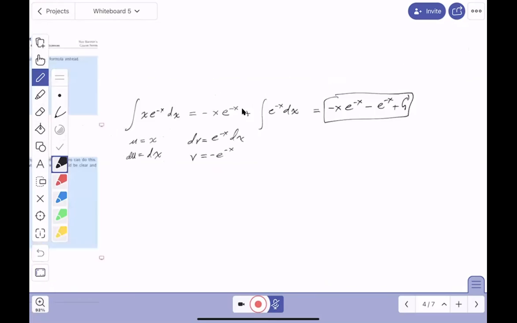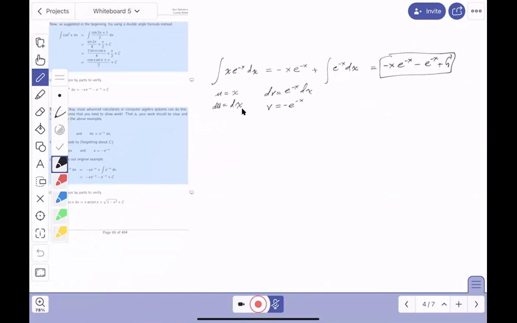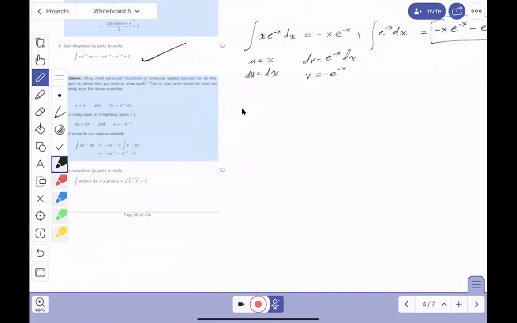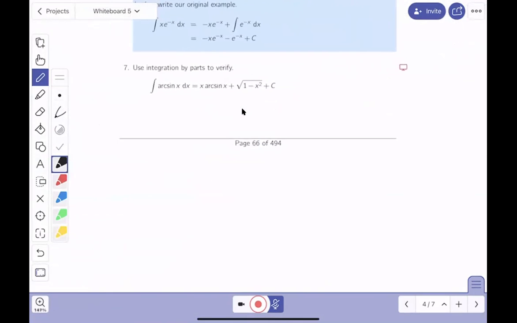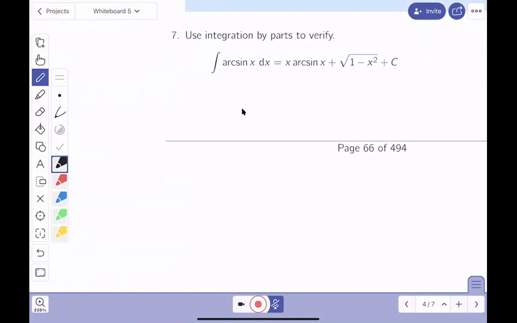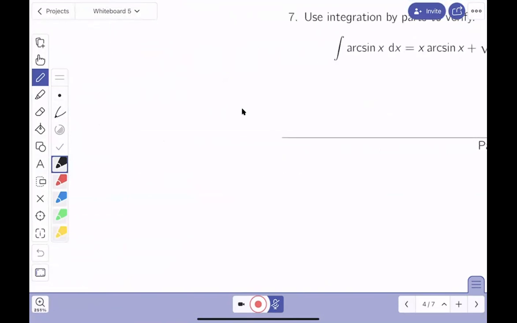Let's see if we did what it said to do. Did we verify what they want me to do? Well, minus x e to the minus x. Well, we did a good job. All right. Let's go to the next one. Again, they want me to verify this. And let me write this down.